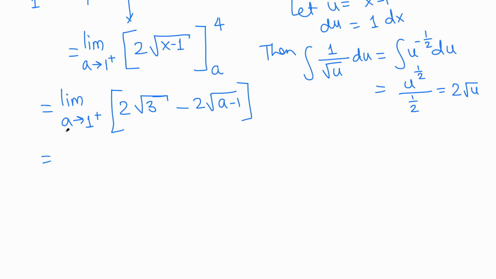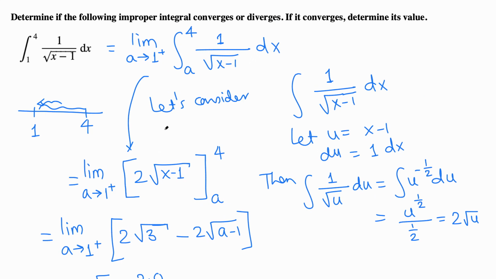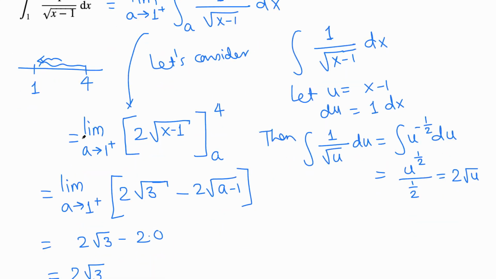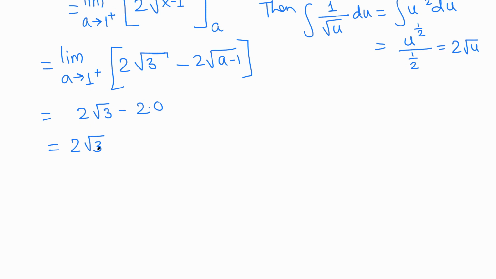Now we take this limit, replace a by 1. This plus is just for the direction, so we don't have to worry about this. So 2 root 3 minus 2 times root of 1 minus 1, that's 0, 2 times 0 is just 0. So this is 2 root 3. That means this integral converges, and converges to 2 root 3, because that is the value of the integral. So the integral converges to this number, 2 root 3.